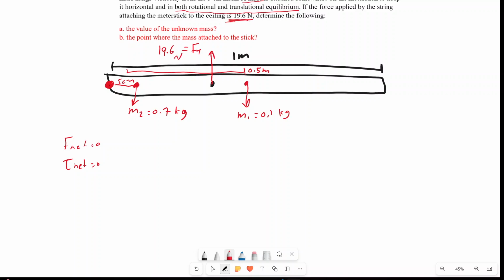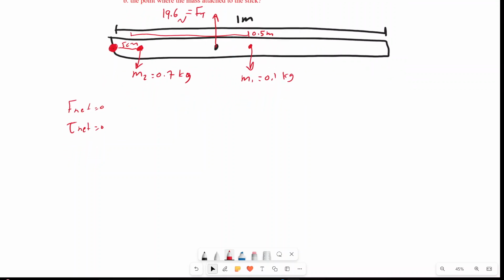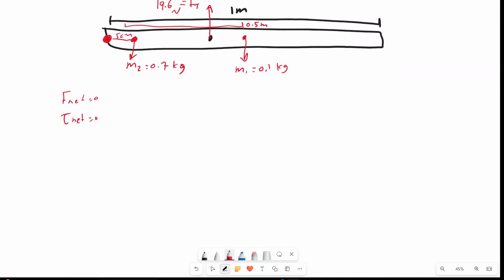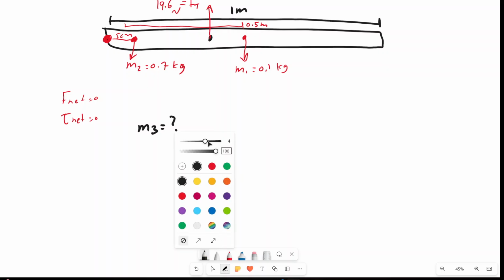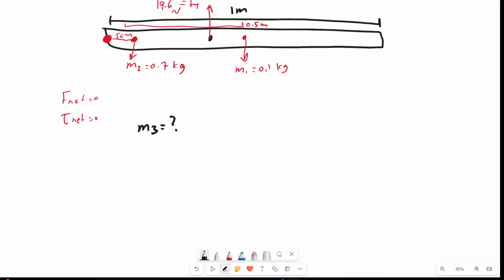Alright, then the question says, determine the following. First, find the mass of the unknown mass, right? The value of the unknown mass, which is M3. The unknown mass would be M3. I don't know where it is, and I don't know how much it is, but I gotta find it. Okay, let's see if we can do this one. Let's see how much M3 will be.